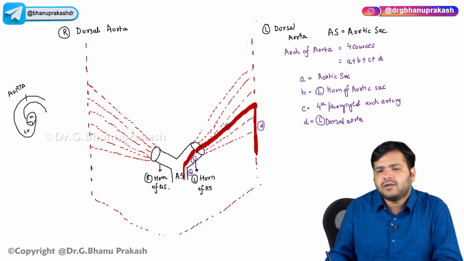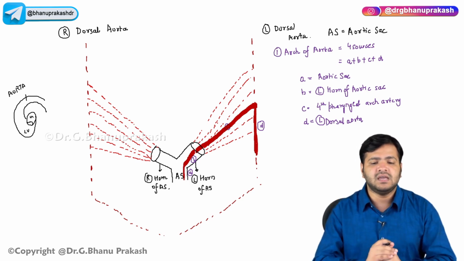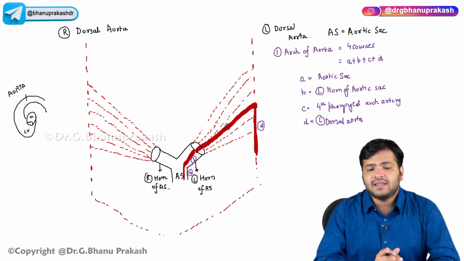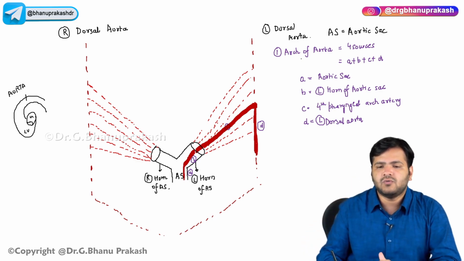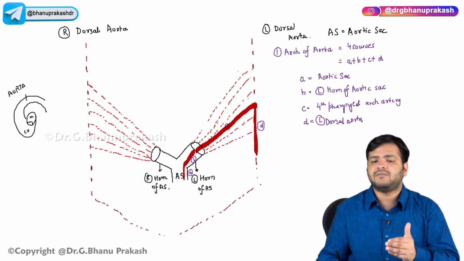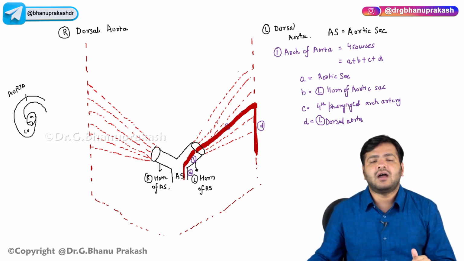So the arch of aorta, the first structure that we have studied, is developed from four sources, A, B, C, D: the aortic sac, the left horn of the aortic sac, C the fourth pharyngeal artery, and the left dorsal aorta. Count from the top, look, 1, 2, 3 and then 4, 5, 6, right? So that is how the arch of aorta is being developed.